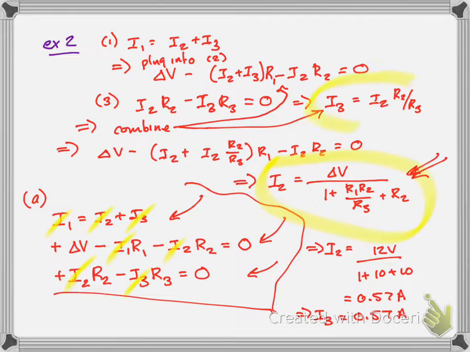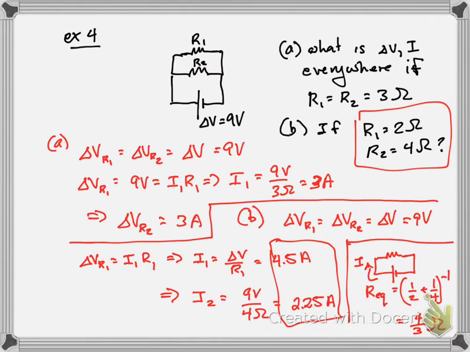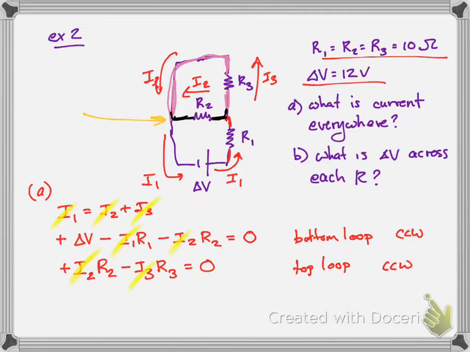Then we go ahead and we can use I2 to find I3. Since R2 and R3 are the same, I2 is equal to I3, so I3 is 0.57 amps. And so then we can go back to the original equation. I1 is the sum of I2 and I3, so I1 is 1.14 amps. Once we've got those 3 currents, we can go ahead and go back and figure out, if we know what R1, R2, and R3 are, we know what the potential difference across each is.